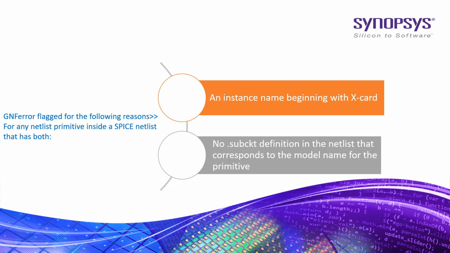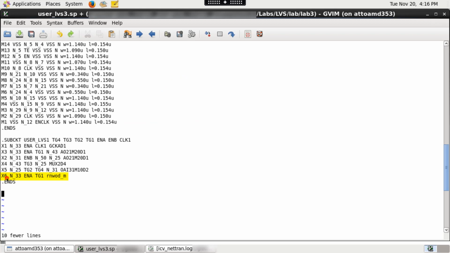no .subckt definition in the netlist that corresponds to the model name for the primitive. According to SPICE conventions, any instance name starting with X is a cell instance that corresponds to a cell definition inside the netlist, whereas an instance name starting with R refers to a resistor and so on. If you have X at the beginning of any instance name, Netrun looks for a cell definition corresponding to the model name listed for the instance.